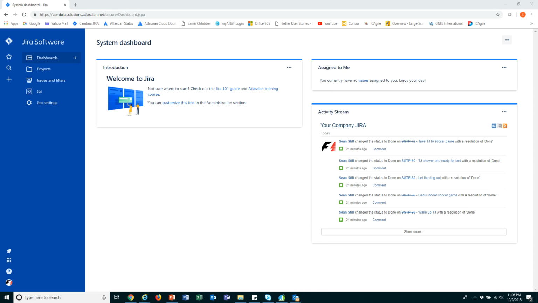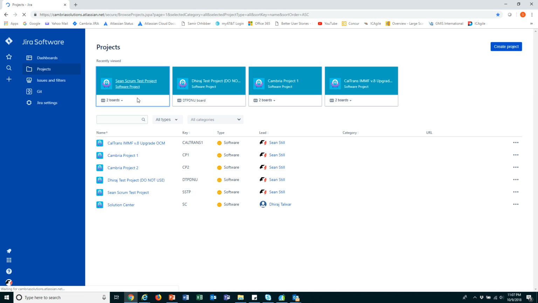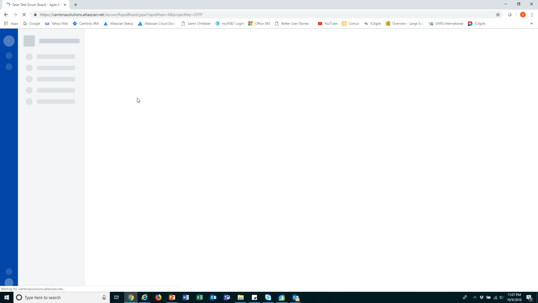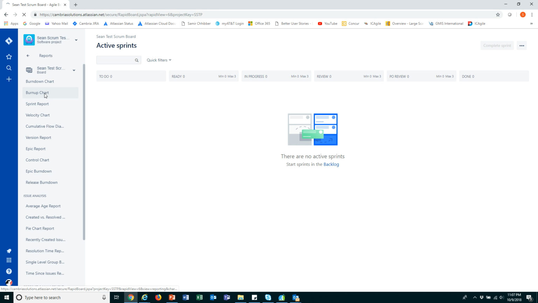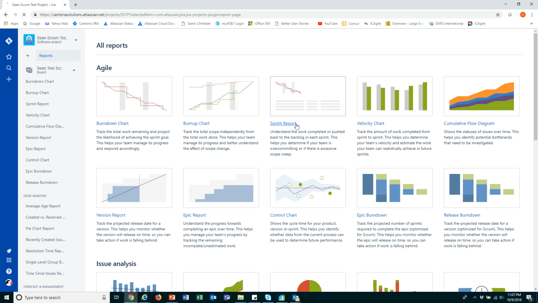Hi, Sean Still here, and we're going to continue our conversation about sprint reports and how they can be used for sprint retrospectives. So we're going to navigate to our test project, and once we are in our test project, we're going to go to reports, and we're going to go to the sprint report.